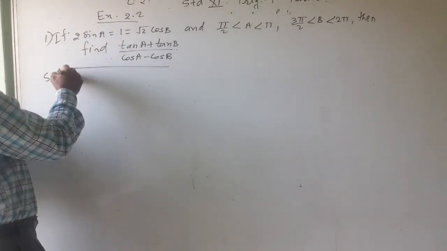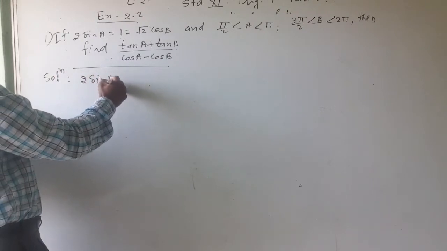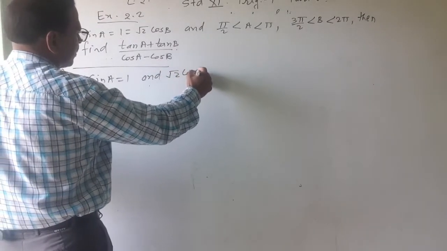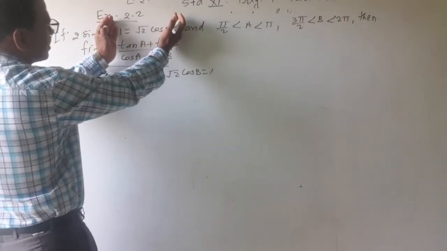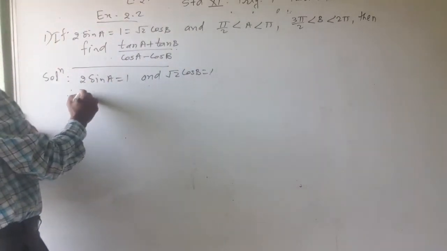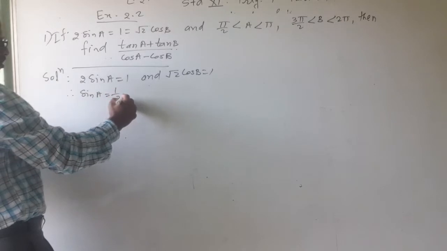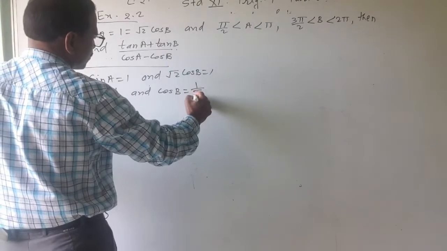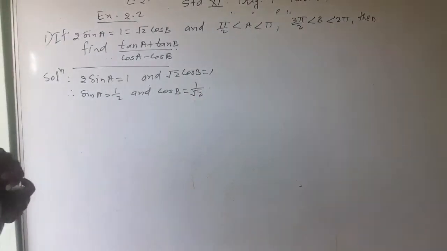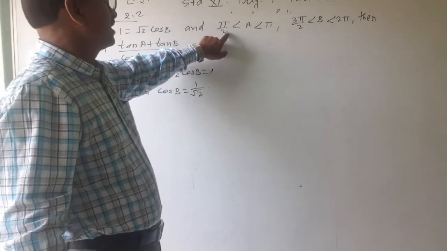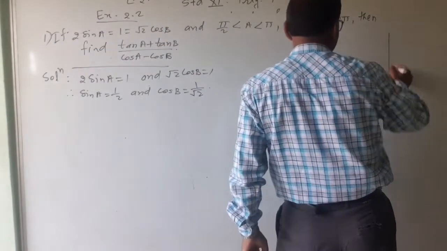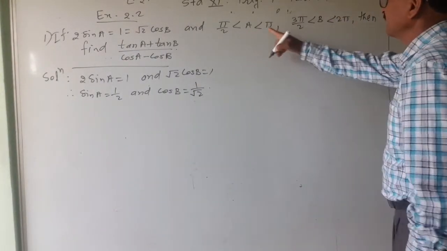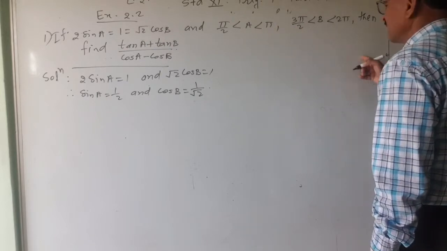Solution: 2 sine A is equal to 1 and root 2 cos B is equal to 1. Therefore, sine A is equal to 1 upon 2 and cos B is equal to 1 upon root 2. Now where this angle is lying is important. Angle A is greater than pi by 2 and less than pi, so it is lying in the second quadrant.